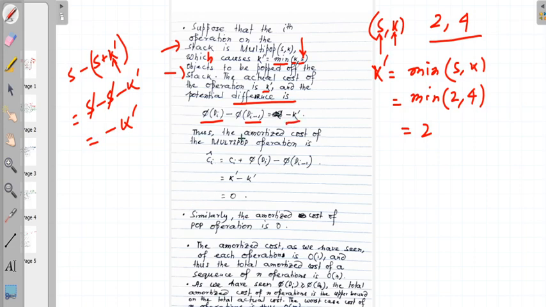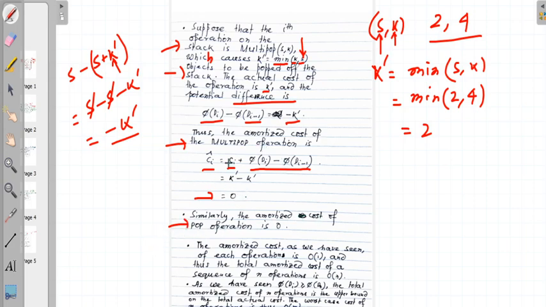So what will be the amortized cost of the multipop operation? That is the actual cost plus the change in potential. The actual cost is k prime, as we are popping off k prime objects. So it is k prime minus k prime, the change in potential, which is 0. So for the multipop operation the amortized cost is 0. Similarly, the cost of the pop operation will also be 0. That you count yourself.